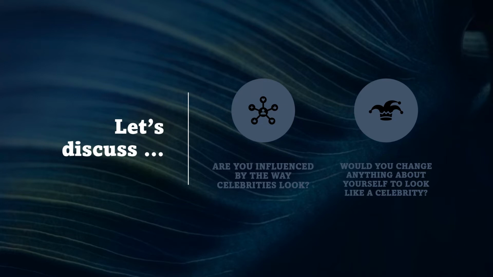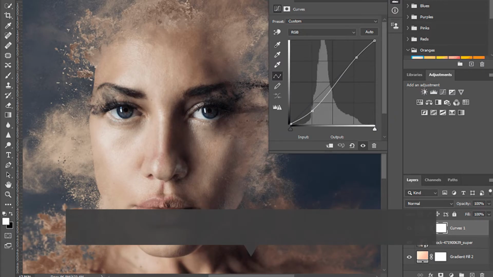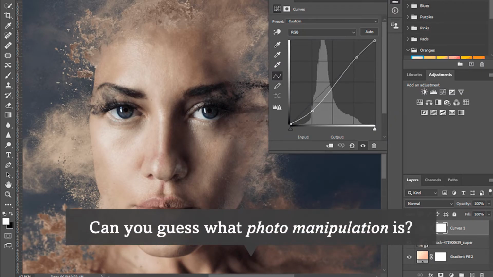Let's look at the second question. Would you change anything about yourself to look like a celebrity? What do you think? Can you guess what photo manipulation is? Photo manipulation is the changing of the content of photographs to make the portrayed person or surroundings look better.